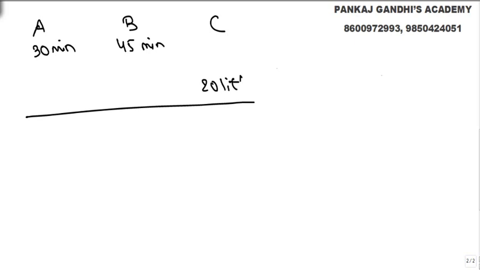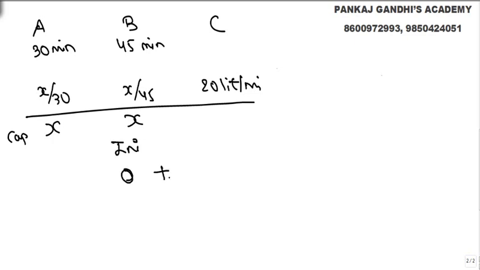Now the smarter way, or rather the easier to understand one. A alone in 30 minutes fills the full tank, B alone in 45 minutes fills the full tank, and C's actual speed is given as 20 liters per minute. Let's assume capacity to be X. So A per minute X by 30, B per minute X by 45, C per minute is 20. Now all are open when the tank is empty. So initially it was 0. At the end of 180 minutes, finally it's completely filled, that is full tank X.